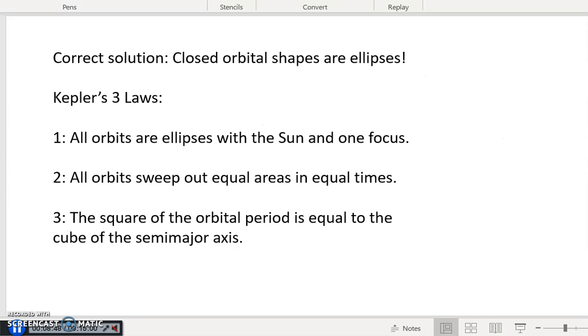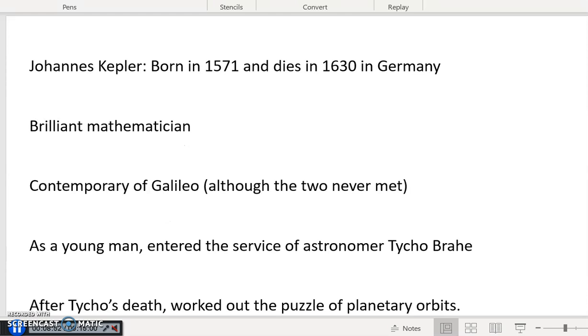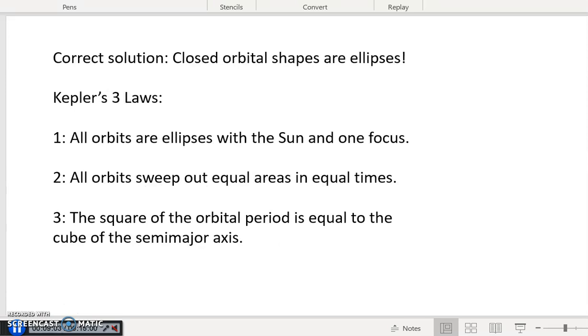So, what happened is, and I maybe should come back to this slide, after Tycho's death, he was able to actually crack this puzzle. Now, it took him a lot longer than he originally intended, okay? He originally thought he would be able to solve the problem in just a few months, and it took him several years, right? 8 years, if I'm not mistaken, to work out the orbit of Mars.